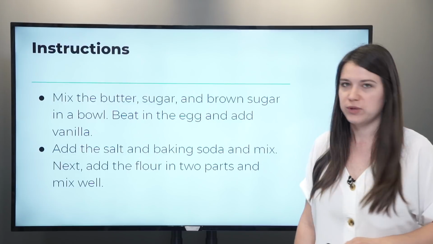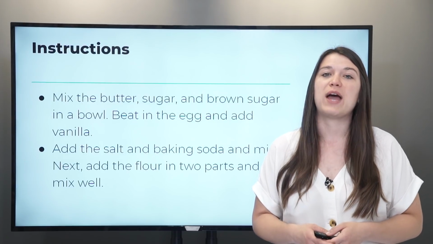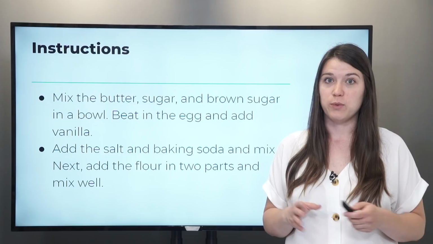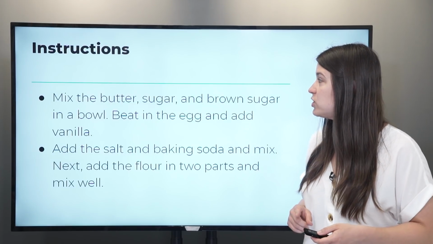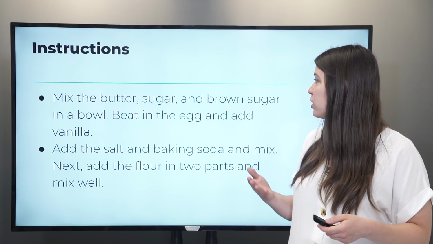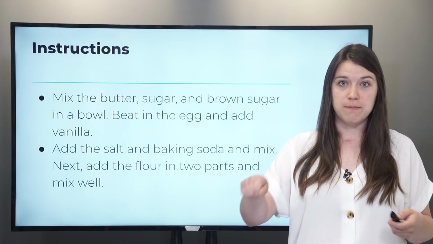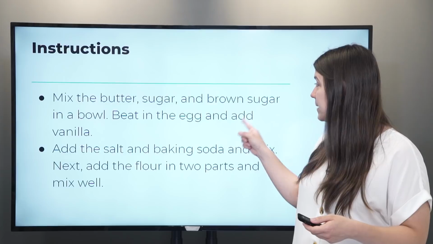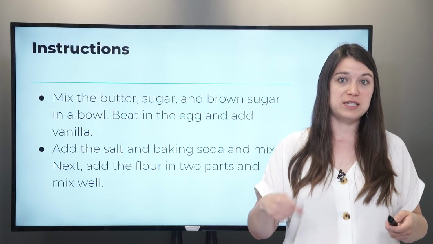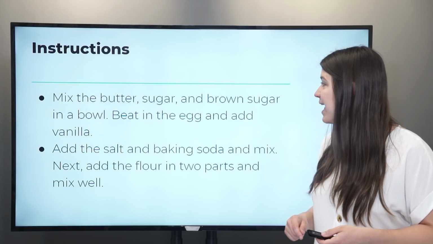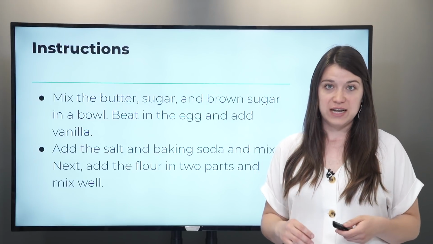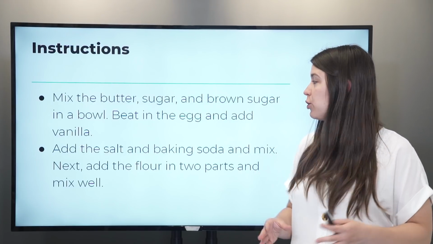All right, now let's go through the instructions using the vocabulary that we've just learned. So with our ingredients, first we're going to mix the butter, sugar, and brown sugar in a bowl. You want to mix those all together. Beat the egg, so remember that's to turn something into liquid. Beat the egg and add the vanilla. So you have all this together in your bowl.